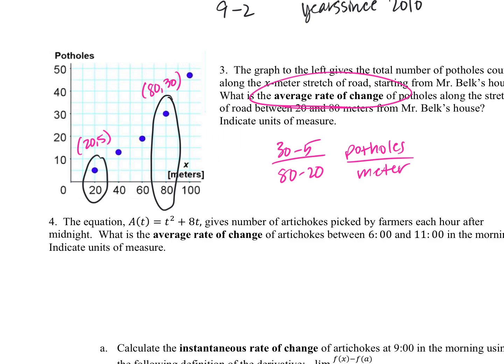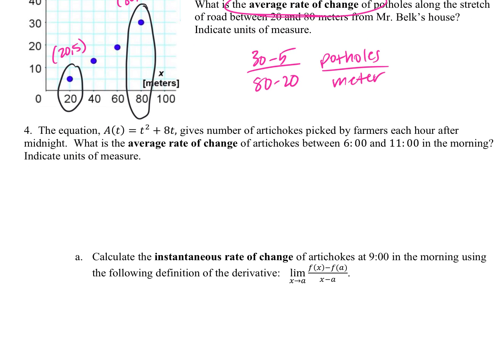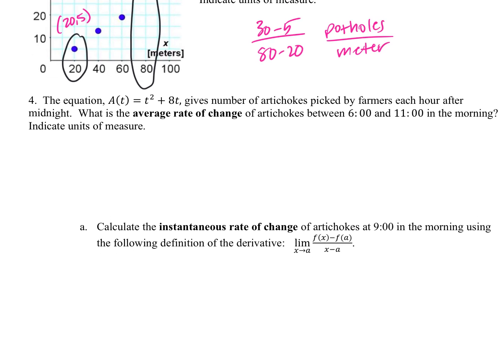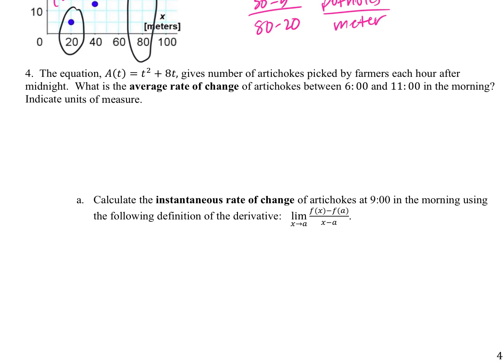All right. So this is perfect. We're getting there. I'm giving this to you in different ways to show you this info to still get these average rates of change. This is the equation that gives the number of artichokes picked by farmers after midnight. What if I give you an equation and I say the number of artichokes picked by farmers each hour after midnight? What's the average rate of change between 6 a.m. and 11 a.m.? I don't have points to look at. Could I get points? Yeah, plug in 6 and 11.